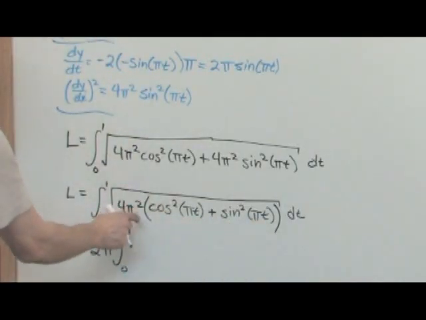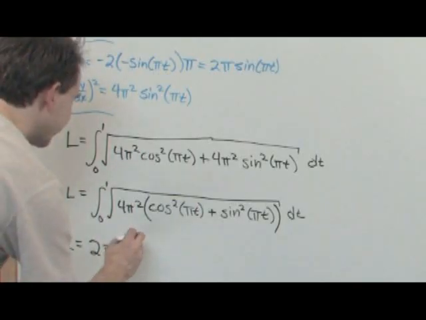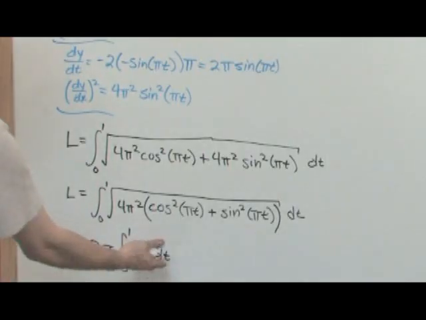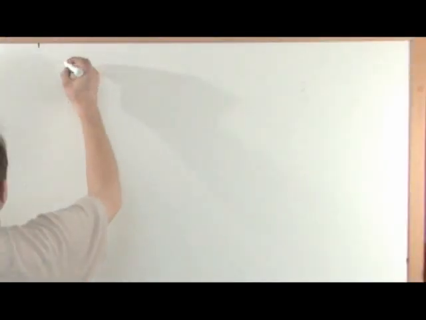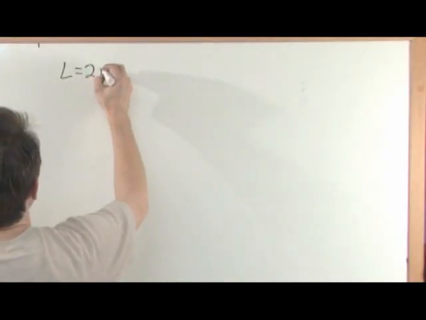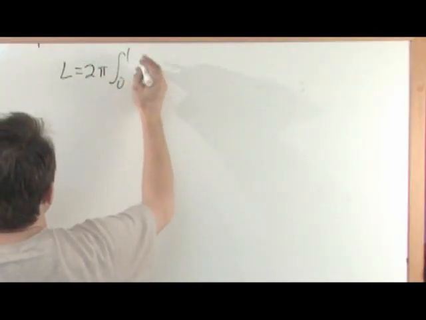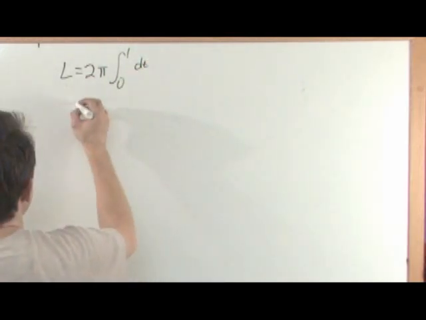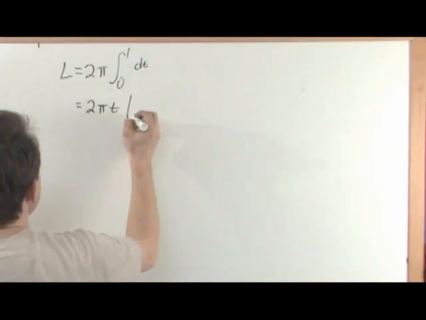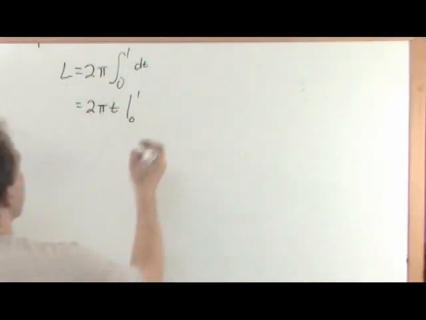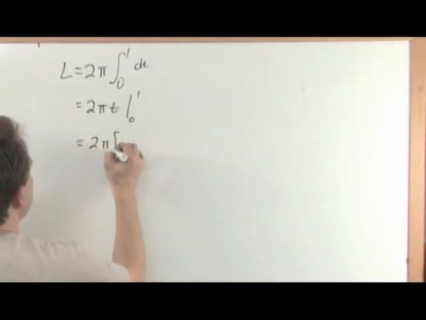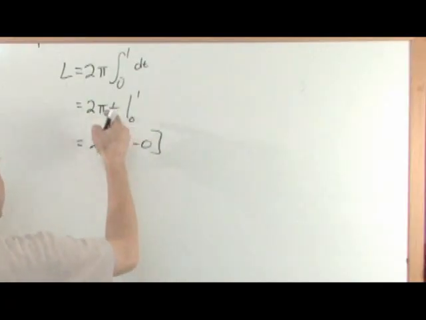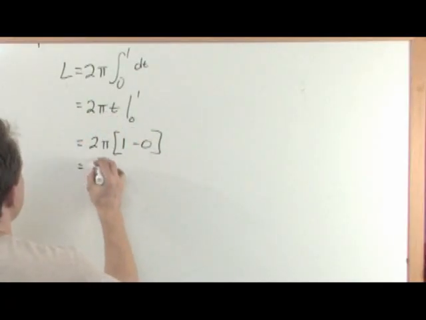So if I pull out the 4 pi squared, all I'm going to have is the square root of 1 dt, which is just going to become 1. So all you're going to have in the end is the length is going to be equal to 2 times pi times the integral from 0 to 1 of dt, because that square root of 1 is just equal to 1. So when you take the integral of this, it's obviously going to be equal to 2 pi t evaluated from 0 to 1. And that's just going to be equal to 2 pi times 1, plugging into t, minus 0, plugging into 0, so you're just going to have 2 pi. Okay, and that's going to be the answer.